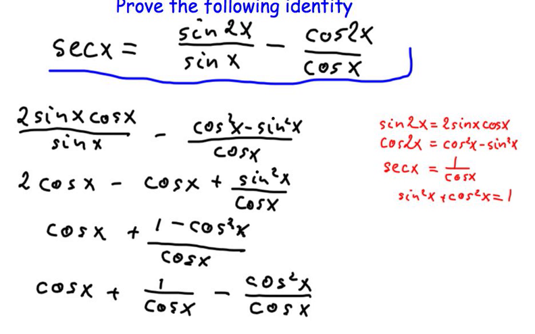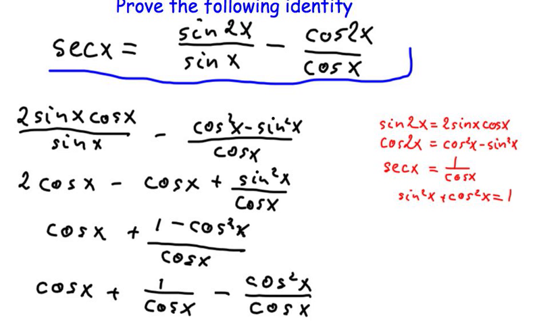Oftentimes students want to commit the following mistake. They try to divide x by x, or sometimes they think that sine 2x divided by sine x should give you 1 sine x, similarly with cosine x. So this is the common mistake that most people would make, but hopefully after watching this video you will learn that this is not the right way to go.